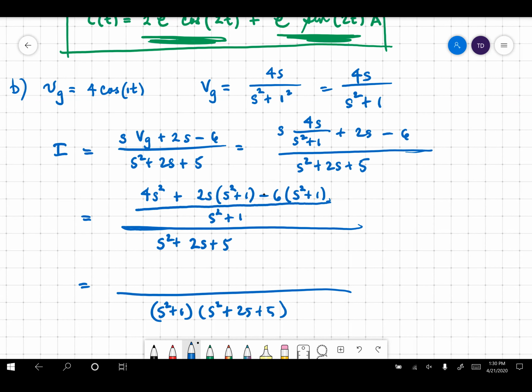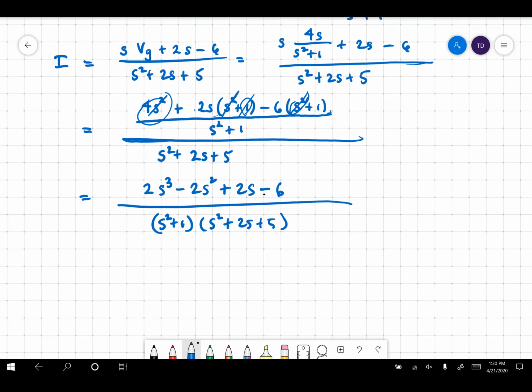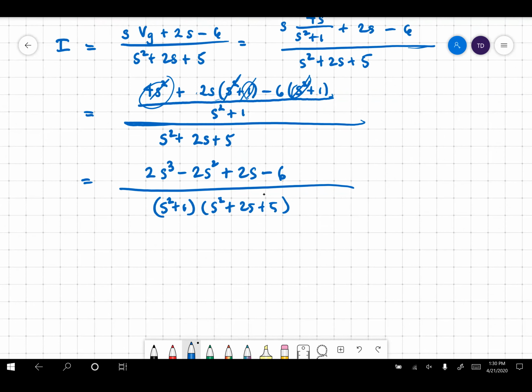We have that. Now, in the numerator, I have 2 times S squared, that's 2S cubed. So I took care of that term. 4S squared minus 6S squared is minus 2S squared. And then I have plus 2S with that one, plus 2S minus 6. That's our numerator. Okay, everybody like that? 2S cubed minus 2S squared plus 2S minus 6.